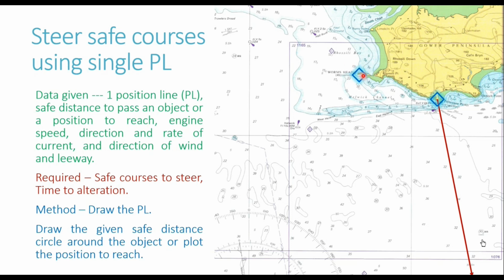So keeping our compass on this object, which is the worm's head, and opening up the compass equal to the safe distance which is given to us, the safe distance which we need to maintain from this particular object, we will be drawing a circle. So let's draw the safe distance circle now. So you can see this safe distance circle marked on the chart. We have to maintain this particular safe distance from this object, that is the worm's head point.